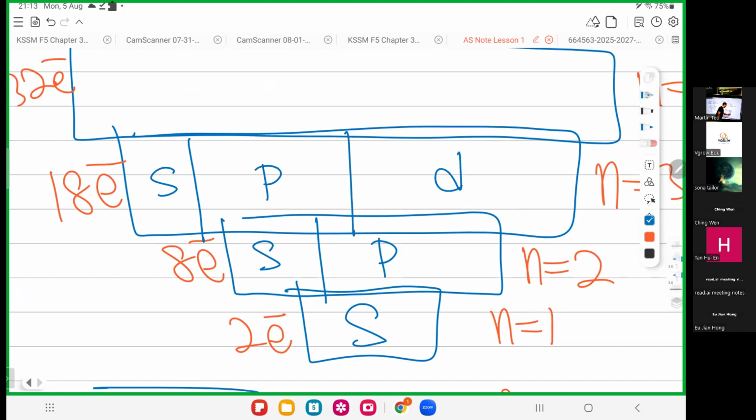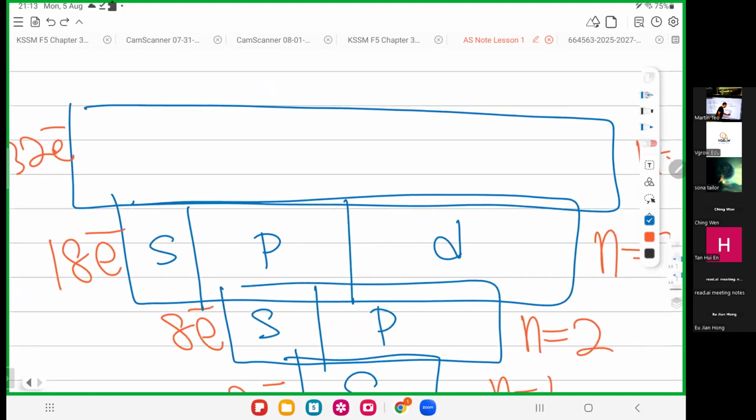Can you see the size is different? You see? S, small size, P, bigger size, D, even bigger. So you don't think all the cuttings are the same size. We are not cutting the whole thing equally. All right? Okay, next one.